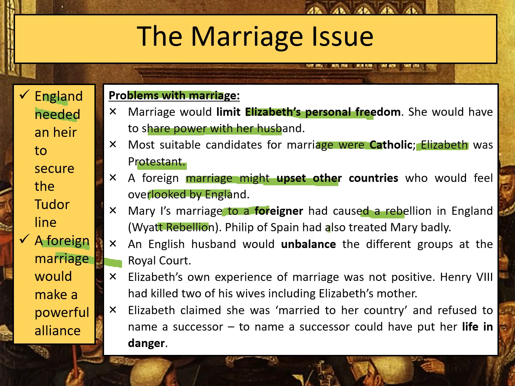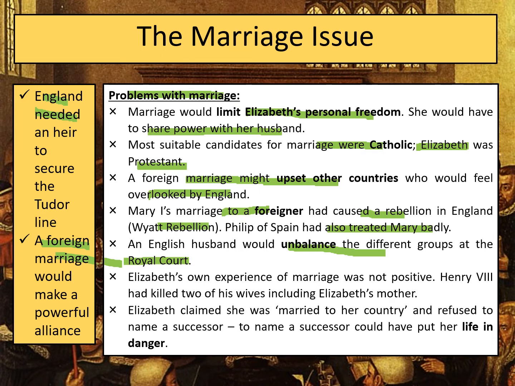Philip of Spain had also treated Mary badly, and Elizabeth didn't like the idea that she would have to listen to a foreign husband. If she wanted to avoid that problem of marrying a foreigner, she could try and marry an English person, but that would be very difficult because technically all men in England are her subjects and should be below her. But if they got married, then they would technically be above her, and that would cause a power imbalance between them. It might also unbalance the different groups at the royal court and could cause a rebellion from disgruntled noblemen or members of the gentry.